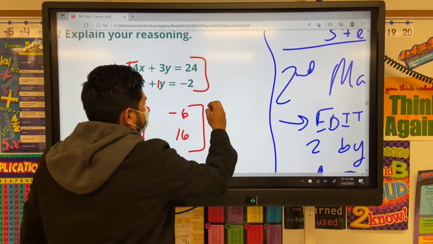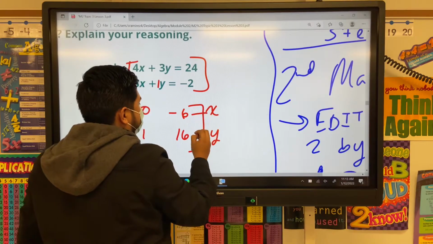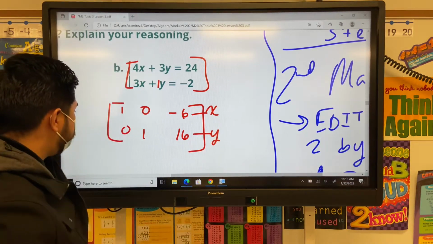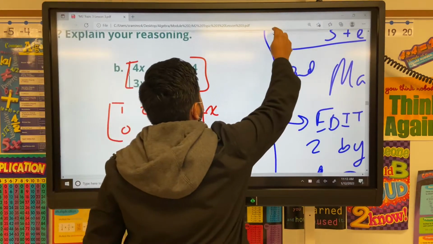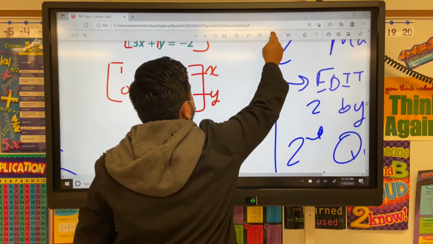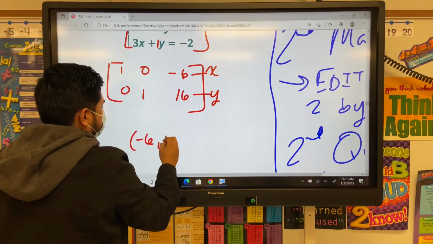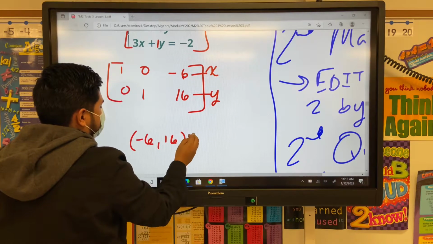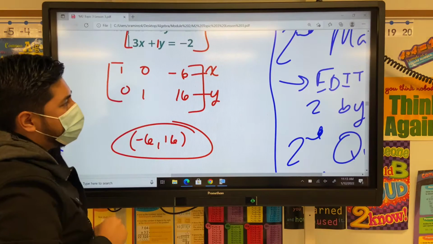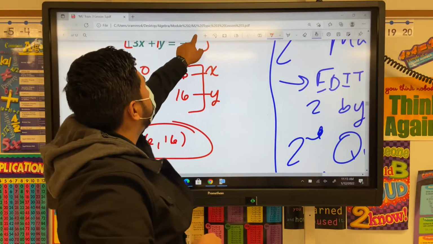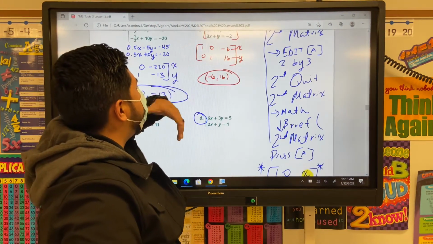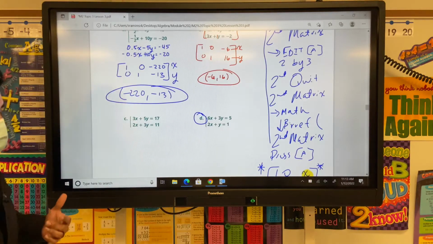16, X, Y, just to get more practice. Let me scroll down just a smidge. Coordinate is -6, 16. That's what we want. Looks cool, right? Pretty simple. Of course, we're not gonna push the calculator. We want you all to do this by yourself.